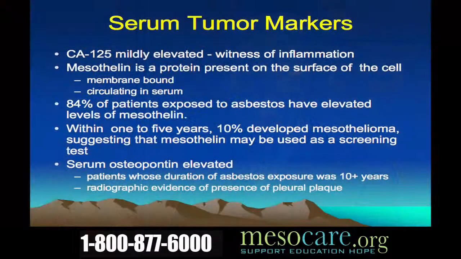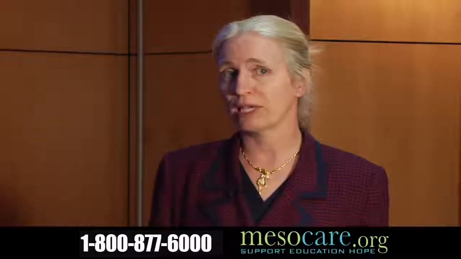You can also look at serum tumor markers, and the three of them that I'm going to describe is CA125, which is usually mildly elevated, and more a witness of inflammation than a witness of cancer secretion in mesothelioma. So if you take ovarian cancer, it will be much more elevated than in a mesothelioma patient.